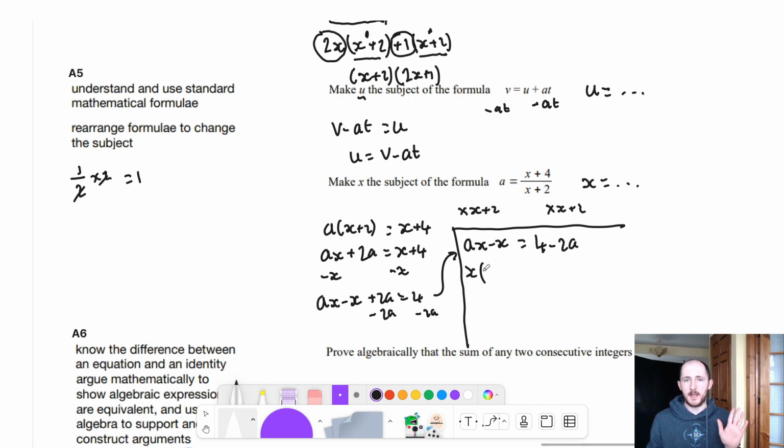I'm not even going to think about it yet. Okay, what do I times x by to get ax? Well, a. What do I times x by to get minus x? Well, minus 1. And now, for my last trick, I just divide both sides by the new bracket that you have. Now remember, if you can't do a division, you leave it as a fraction. So I have 4 minus 2a divided by, so fraction, a minus 1. There we are. Bish bash bosh.